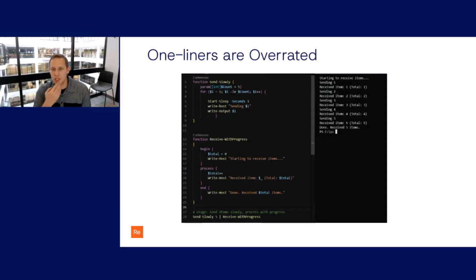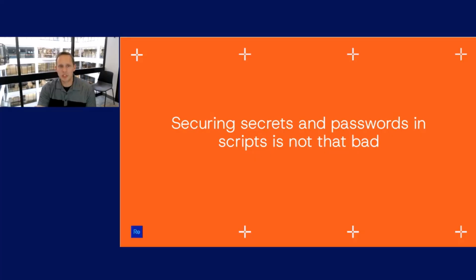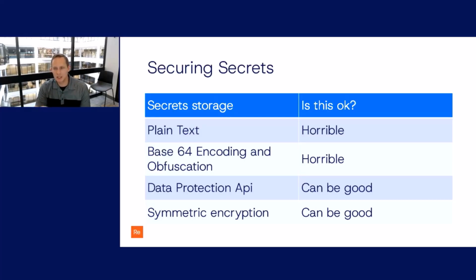The next thing we're going to touch on is some of the security side of things. Just at a high level, I've definitely seen all of these things being used in production. Plain text passwords, do not do this. It's horrible. I think we all agree on that. But what's not any better is base 64 encoding or just obfuscating code.